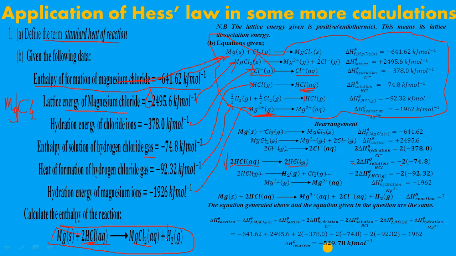How do I get hydrogen gas on the product side? Hydrogen gas on the product side is got from nowhere. The only way I can get hydrogen gas will be on the reactant side. So I'm going to use this equation, but reverse it so that the hydrogen gas goes to the product side. How do I do that? That equation is where? Do I have it anywhere? Yes, it is here. I write the equation here. So I write the equation. This is the equation I've written.